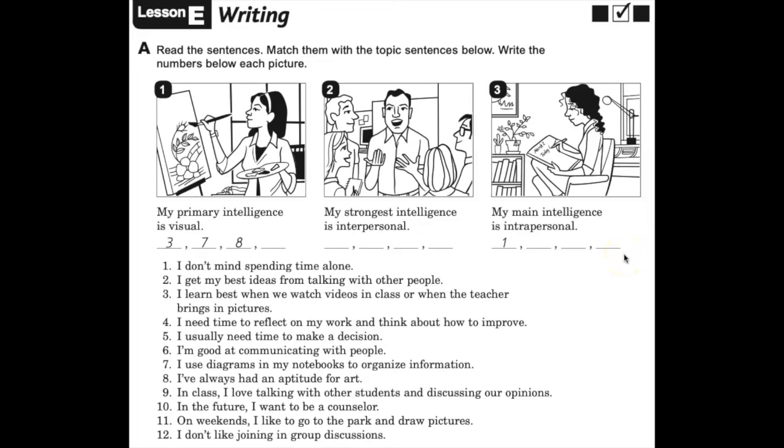I hope this helps you understand both how you can have multiple details under each topic sentence, and also to just sharpen your understanding of what visual, interpersonal, and intrapersonal is.